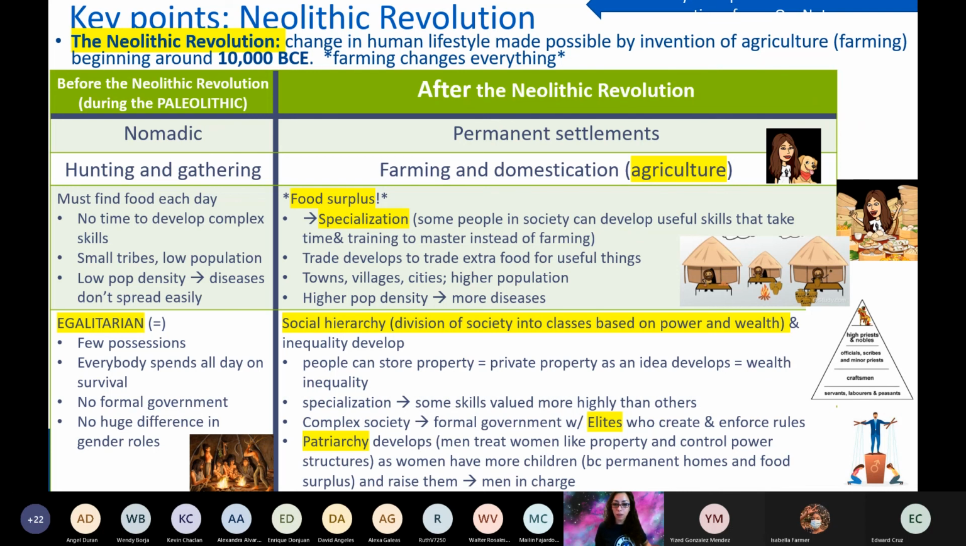In a farming society, you needed a government to manage complex tasks, like creating canals to water all the crops and stuff like that. So a government formed, and as soon as you have a government, you have an elite, an upper class of people who create and enforce rules, like the king and his ministers and probably the priests. So that's another way that society became unequal. Now you have people who make rules and everybody else who follows them.